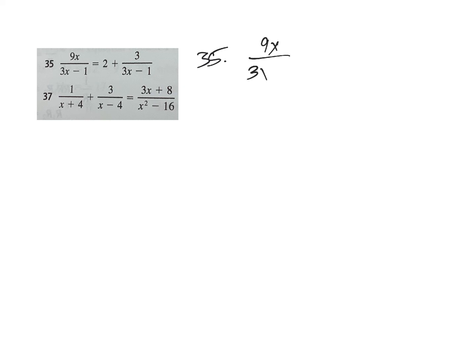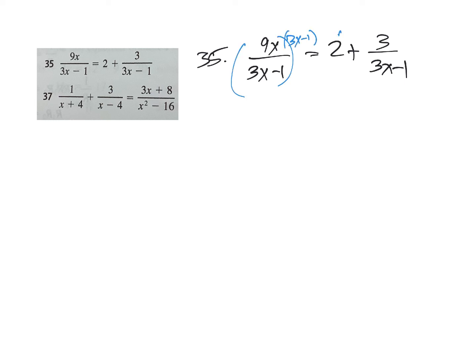9x/(3x - 1) = 2 + 3/(3x - 1). Okay. Again, you can't cross multiply. There's more than one term on the right side. So we're going to multiply by a common denominator. So stop this and do this. Figure it out. See if you can do it. What are you multiplying by? And show me the next step. I'm moving on.